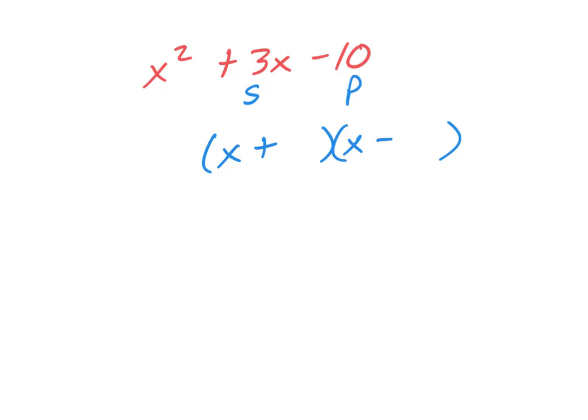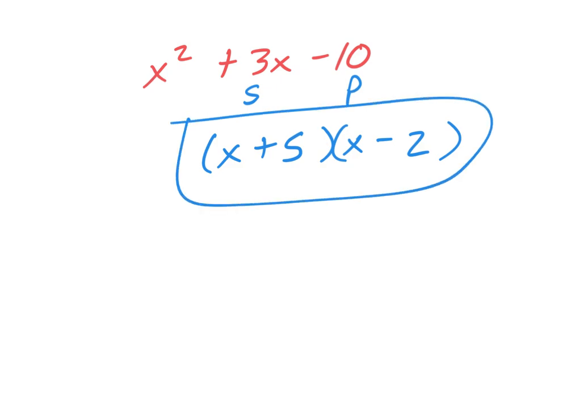So then I got to find two things that multiply to get -10 and add to get 3. And here's where you got to really be careful of your signs. What two numbers would we want? 5 and -2. So we got to make sure we put the 5 with the positive and 2 with the negative. And that's our answer.